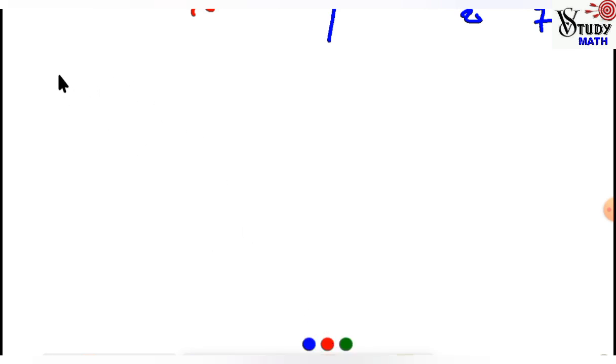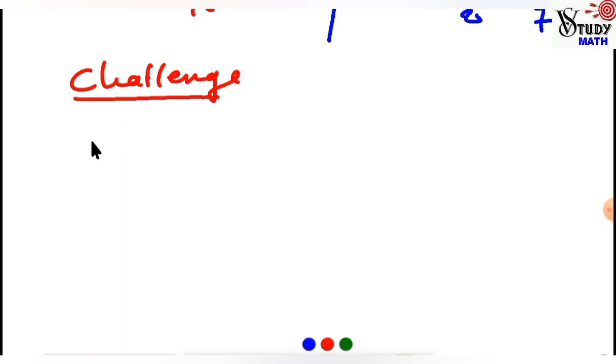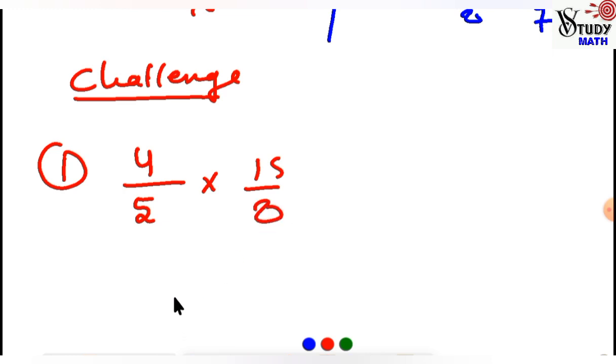If you understand the full concept of multiplicative inverse, then I'm going to give you two challenge questions. The first challenge question is that you have to tell me the multiplicative inverse of 4 by 5 multiplied by 15 by 8, and the second challenge question is, what is the multiplicative inverse of 0 multiplied by 2 by 9?